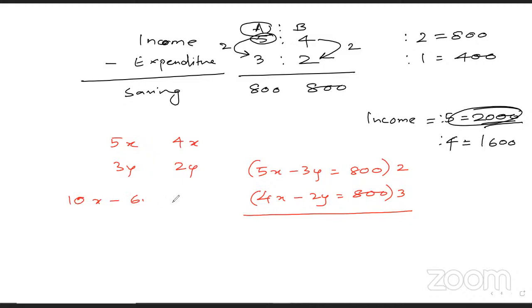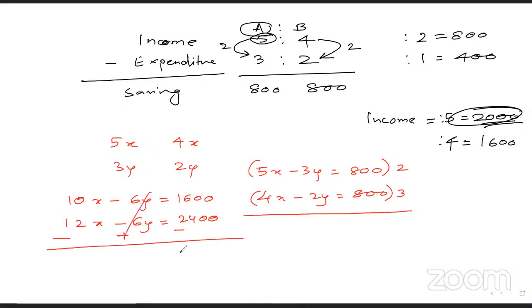So what I am going to get here is 10x minus 6y is equal to 1600, and 12x minus 6y is equal to 2400. Subtract: this minus, this will get plus, this will get minus, this will get cancelled. Minus 800 is equal to minus 2x. Minus and minus gets cancelled.